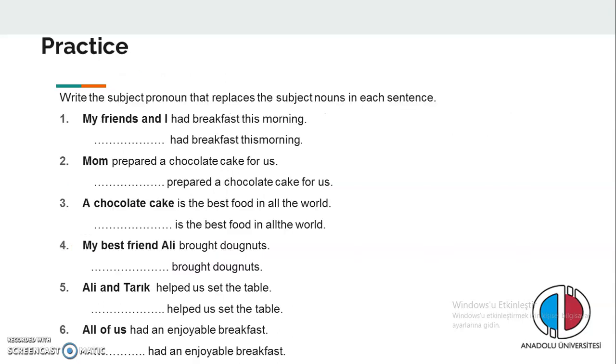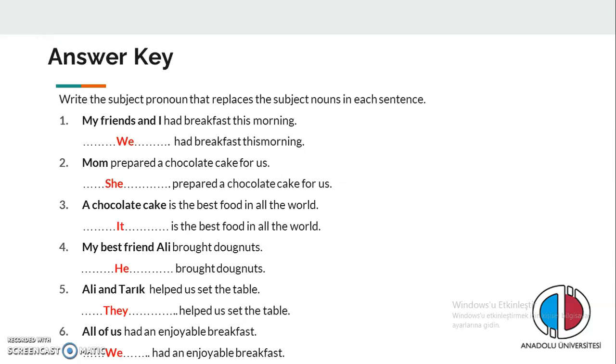You can find an exercise here. Write the subject pronoun that replaces the subject nouns in each sentence. It says, my friends and I had breakfast this morning. Who had breakfast this morning? We had breakfast this morning. We can use we here because there are two subjects and we use a plural pronoun. Mom prepared a chocolate cake for us. Instead of mom, we use she. You can do the next exercises like this, and here you can find the answer key in the next slide.